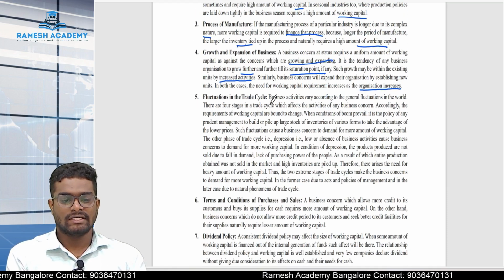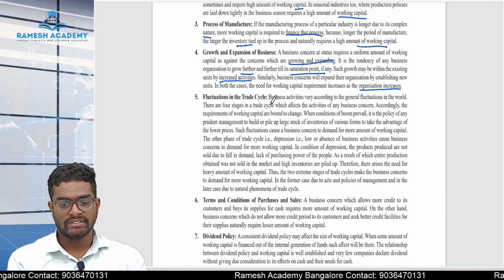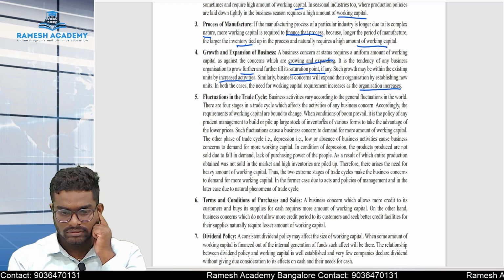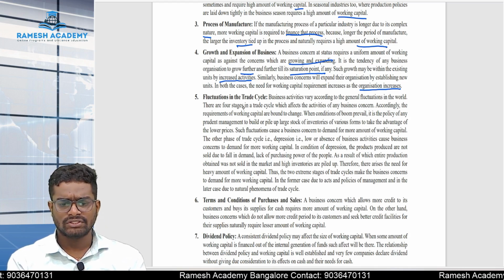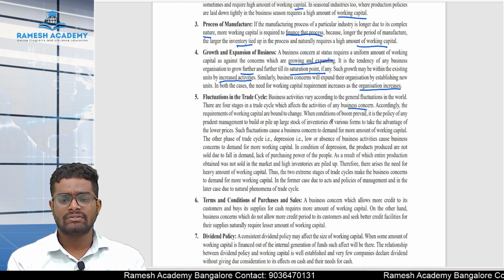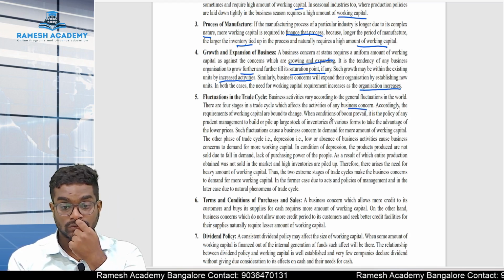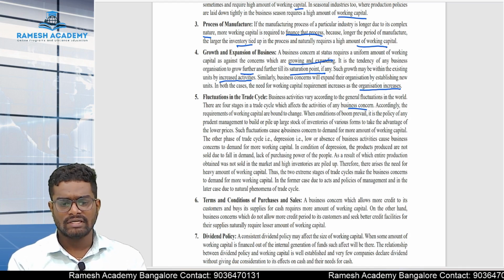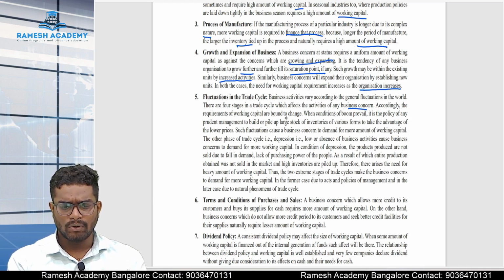Fluctuations in the trade cycle. I told you, demand and supply, there will be a mismatch. Business concerns vary according to the general fluctuation in the world. There are 4 stages in the trade cycle which affect the activity. We will see them one by one. Accordingly, the working capital requirements are bound to change.